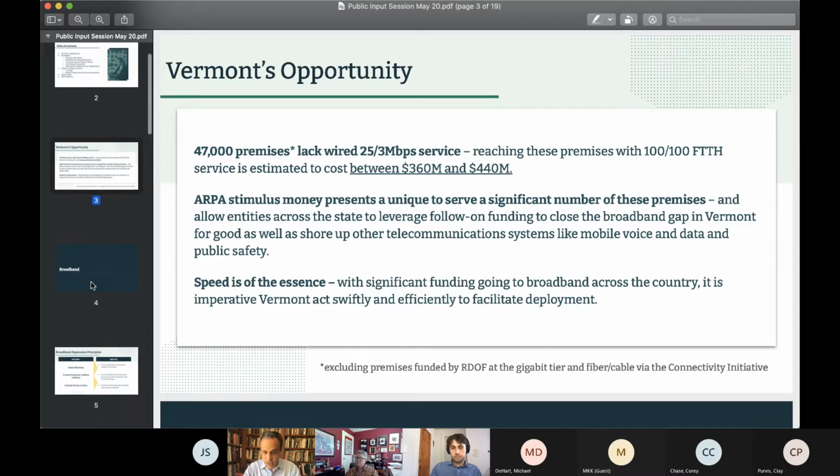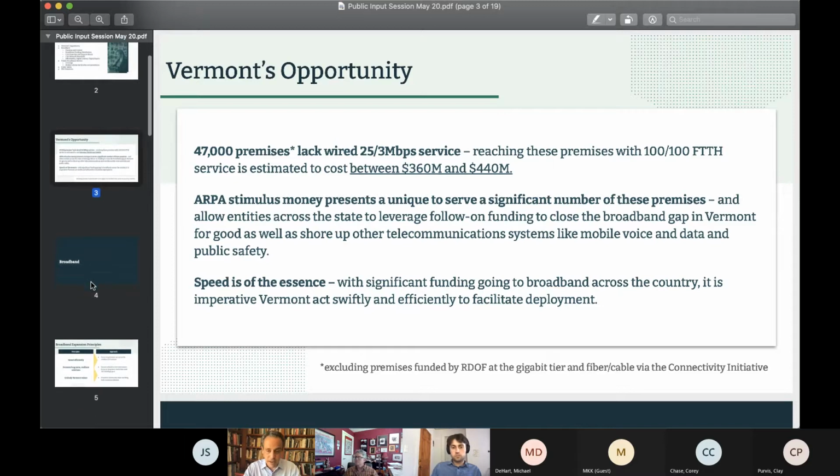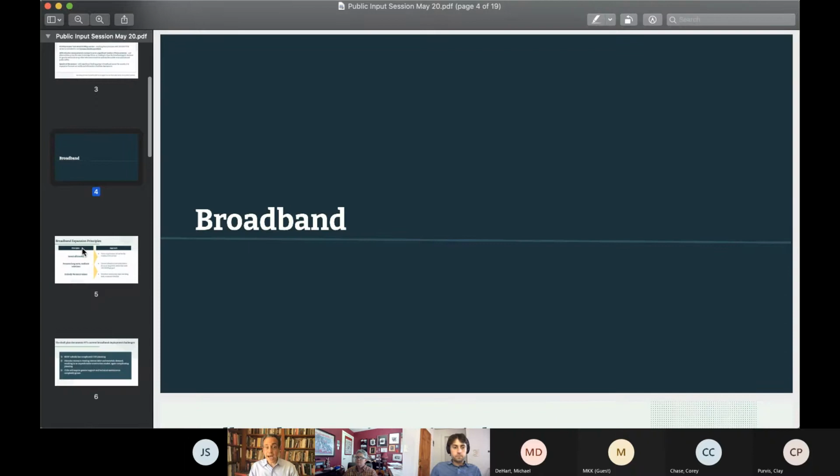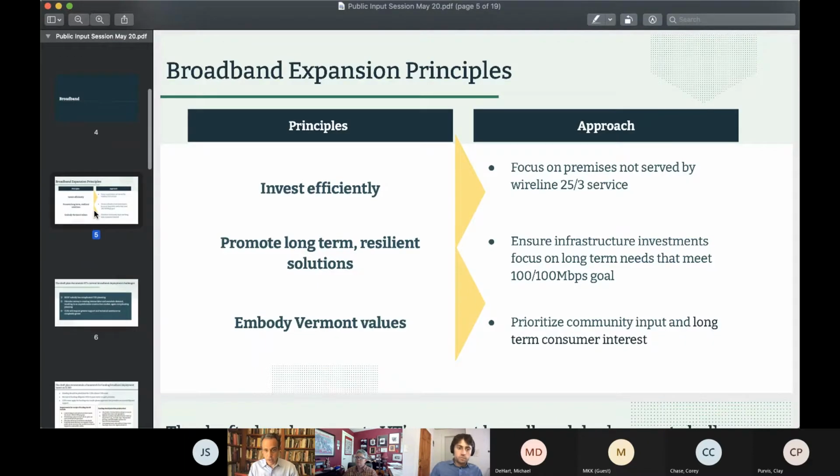Everyone in the country is getting resources of this magnitude, is feeling the pain of a broadband gap, and if we are going to be able to ensure that Vermonters get this connectivity and get it quickly, we have to move fast as a state. So with that context, the draft plan gets into a few areas. I'm just going to quickly go through them.